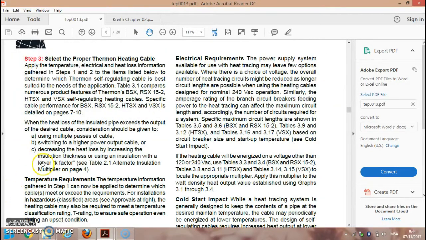As you can see here, when the heat loss of the insulated pipes exceeds the output of the desired cable, consideration should be given to the following. First, we need to use multiple passes of cable. Why do we use multiple passes of cable? Because multiple passes of cable will make the heat more efficient. For example, if we have one cable and many cables, with one cable we get many forces, many pressures. So multiple passes of cable will give us very high efficiency.